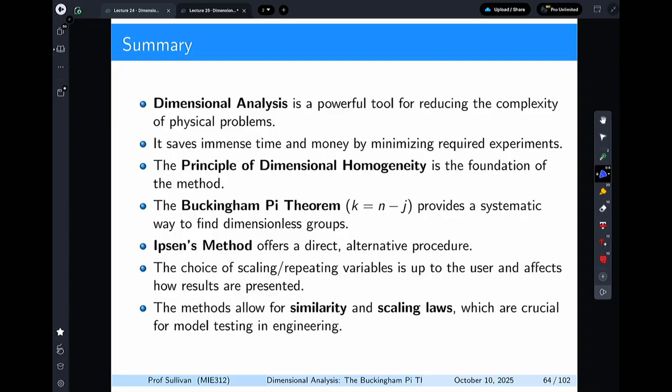Choice of scaling, repeating variable is up to the user, and this is where it gets hard. To be honest, the intuition, I can do this because I've done it for a number of years. The first time I saw it, it was really hard, because how do you choose? But basically, all you do is you say, hey, I've got a mass term here, I've got a length term here, and I've got a time term here, and they're independent of each other. There's no mix of mass and time, and then I can use that. I do that with the length, so it's kind of difficult to avoid that. Similarity and scaling laws, which are crucial for model testing and engineering, we'll talk about in the next lecture.